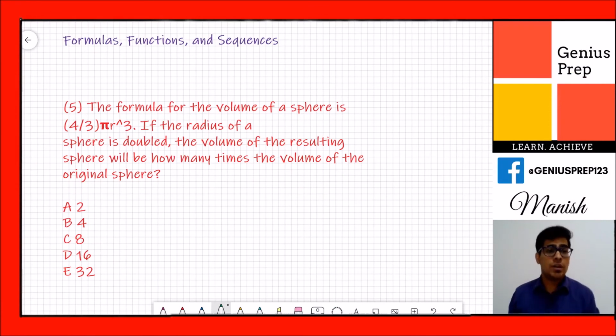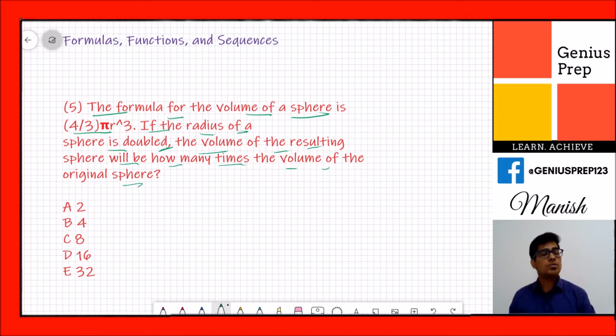So what kind of question can you expect in exam? The question says the formula for the volume of a sphere is 4 by 3 pi r cube. This is a basic formula, and we should all remember it. If the radius of a sphere is doubled, the volume of the resulting sphere will be how many times the volume of the original sphere? The volume of this sphere is 4 by 3 pi r cube. Here 4 by 3 is constant, pi is constant, only the variable is r.